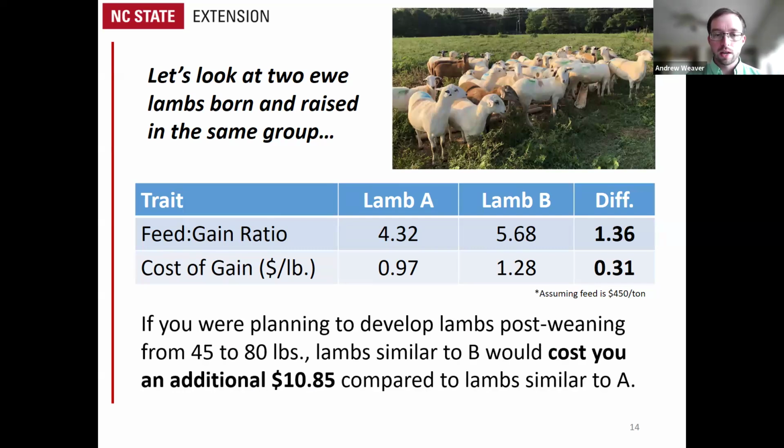And so if you do this, let's just say you grow out some lambs from 45 pounds to 80 pounds, kind of weaning weights up to maybe ethnic slaughter weights. If you were feeding sheep like lamb B, it would cost you an additional, about $11 per head compared to feeding lambs similar to A. So you're saving yourself a significant amount of money per animal by identifying those that convert better, that save you in terms of cost of gain.